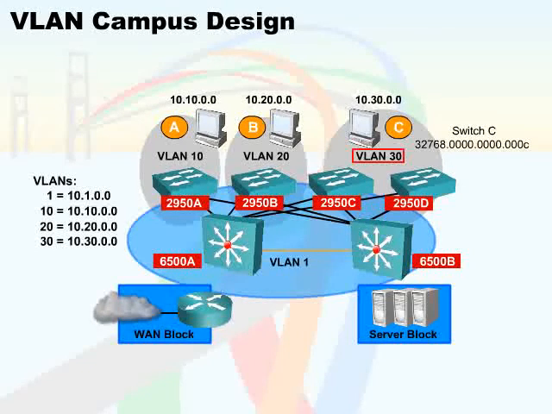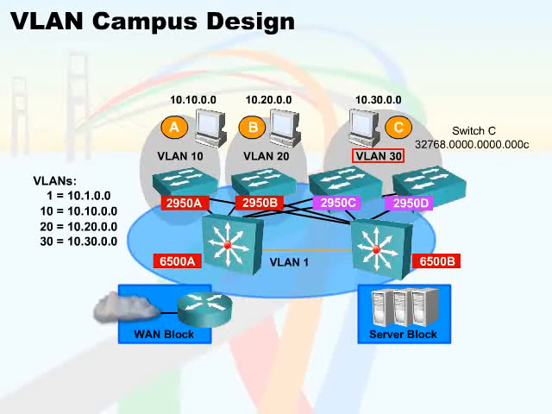In the case of VLAN 30, I have a lot more clients, a lot more systems that exist on VLAN 30. So it actually takes up 2 of my switches to accommodate the size of VLAN 30, and I'm utilizing the address range of 10.30.0.0.